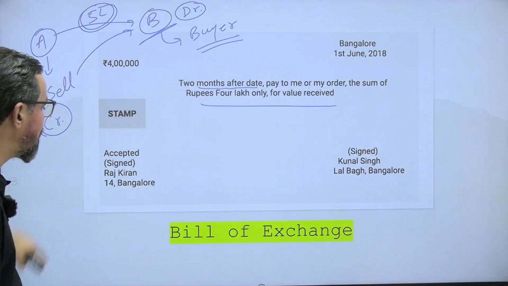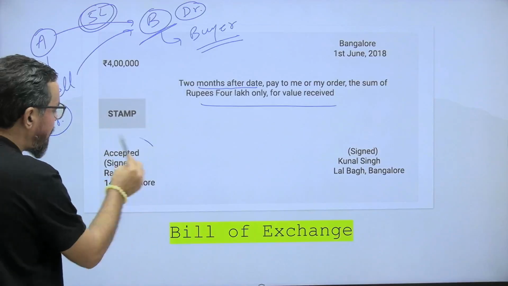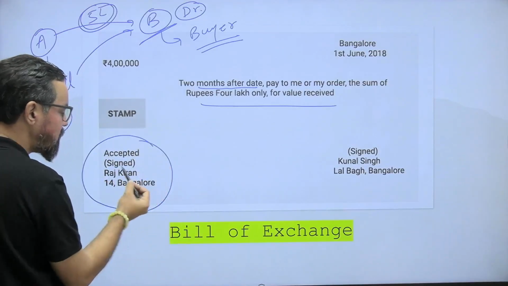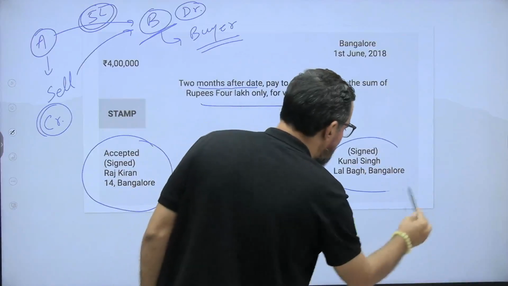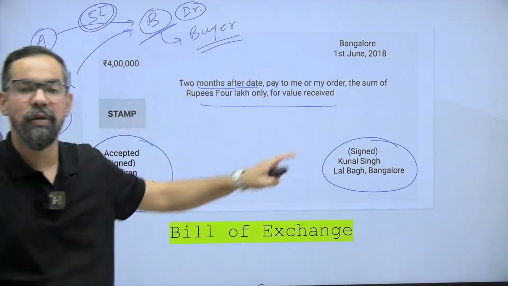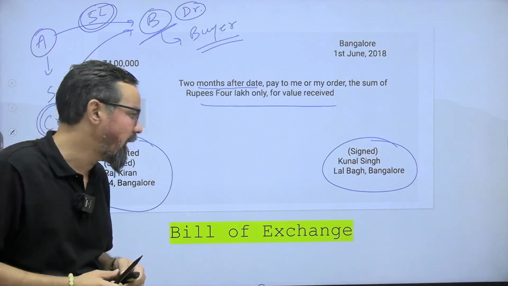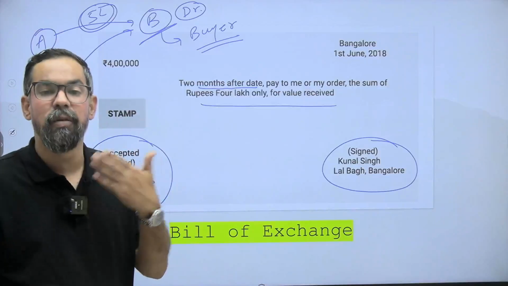So this is the bill which is accepted by the debtor. This is the debtor, signed by Raj Kiran, and Kunal Singh is the creditor who issued this particular bill. So this is the format. So we have three parties involved in a bill of exchange.